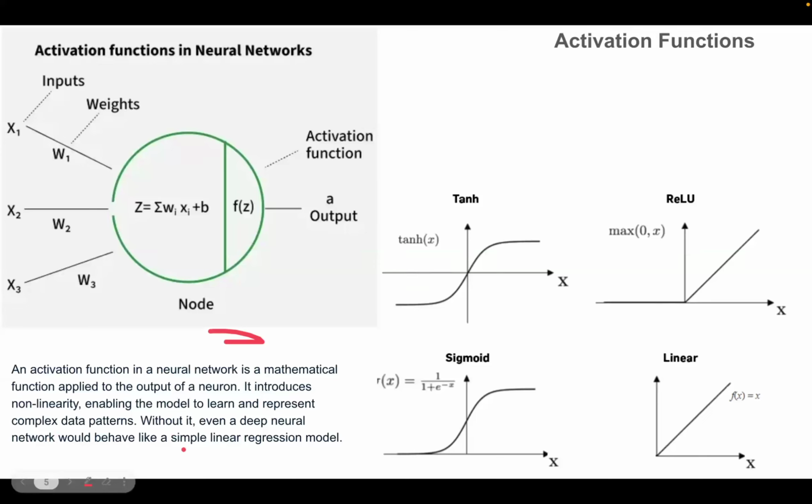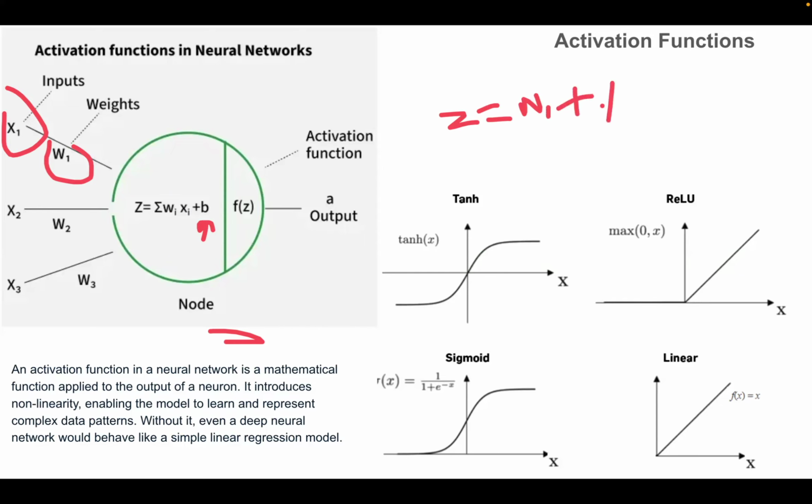Even deep learning models will just act like a linear regression model. So what am I saying? We have our inputs, we have our weights, and then we have our biases here. These are the biases. This formula here is the same thing I did last week, right? Z equals the sum of Wi times Xi, all right, then plus B.